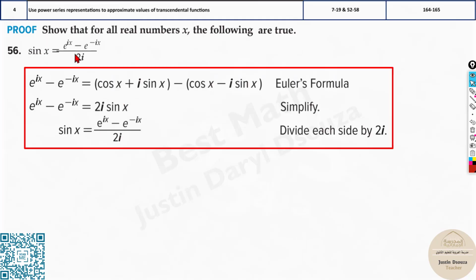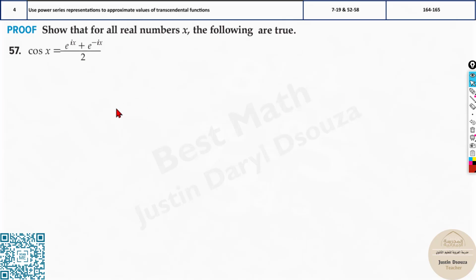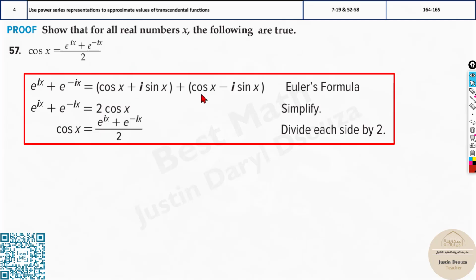Remember, when we had sine x over here, we got 2i sine x. Look at this one, it's plus here. So when we add it up, the cosine and cosine terms become positive, because the second terms, i sine x and minus i sine x, cancel off. You'll have 2 cosine x, and take 2 to the other side. You'll have cosine x is equal to e to the power ix plus e to the power minus ix by 2.